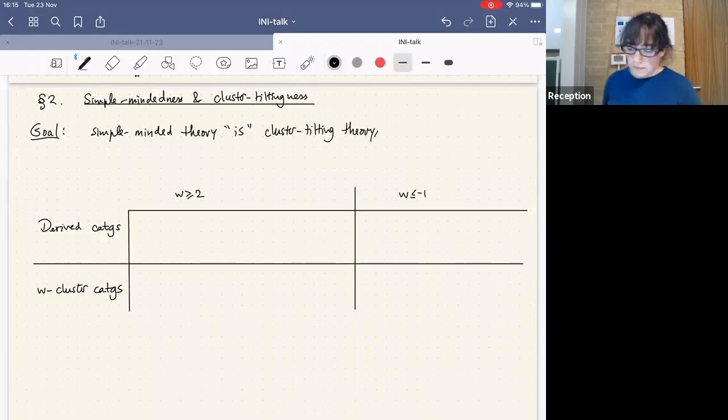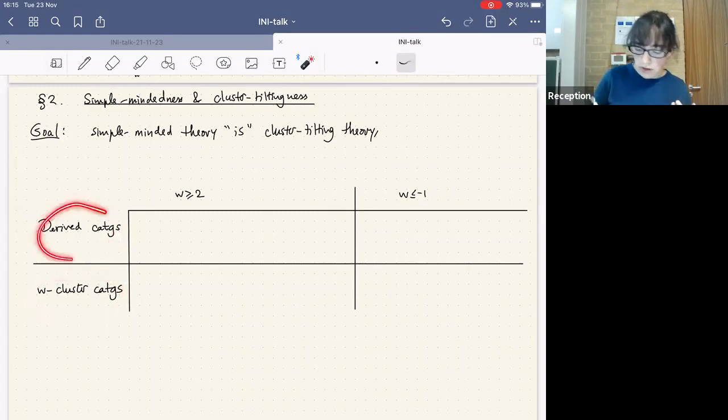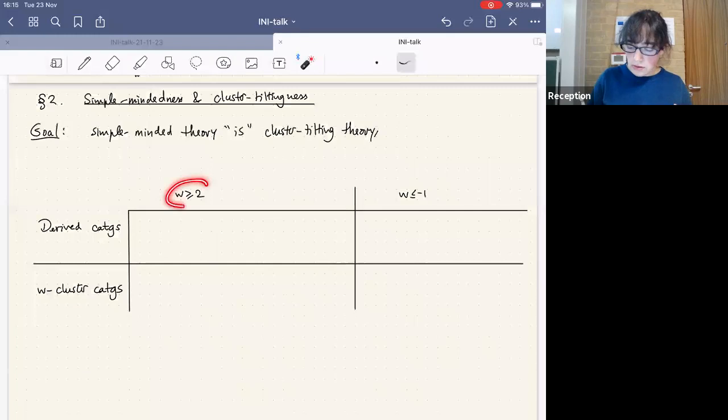Okay, so let's be more specific. As we've seen here, we have derived categories, and we have these orbit categories, so this somehow is the non-Calabi-Yau world, and this is the Calabi-Yau world. So we have derived categories, and then orbit categories, cluster categories. And then we have the positive and negative Calabi-Yau. You may be more familiar with the positive Calabi-Yau, where we have cluster tilting objects.